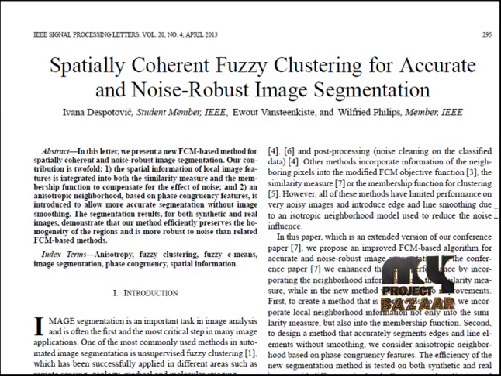The segmentation results for both synthetic and real images demonstrate that our method efficiently preserves the homogeneity of the regions and is more robust to noise than related FCM-based methods. We also design a method that accurately segments edges and line elements without smoothing. We consider an anisotropic neighborhood based on phase congruency features. The efficiency of the new segmentation method is tested on both synthetic and real images with different noise levels.